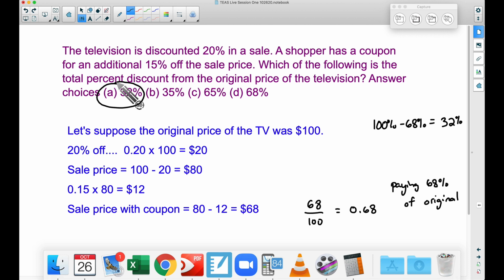Now, some of you may be thinking, what if you didn't pick $100? Folks, what I would challenge you to do is come back here where it says 100, and make up some other random number. Make up something crazy, $550. Find 20% of that $550. Subtract it off like we did here. Get a new sale price. Find 15% of that and then subtract it off. I guarantee you, you're still going to end up paying 68% of the original cost, which means you got a 32% discount because I subtracted the 68 from 100.